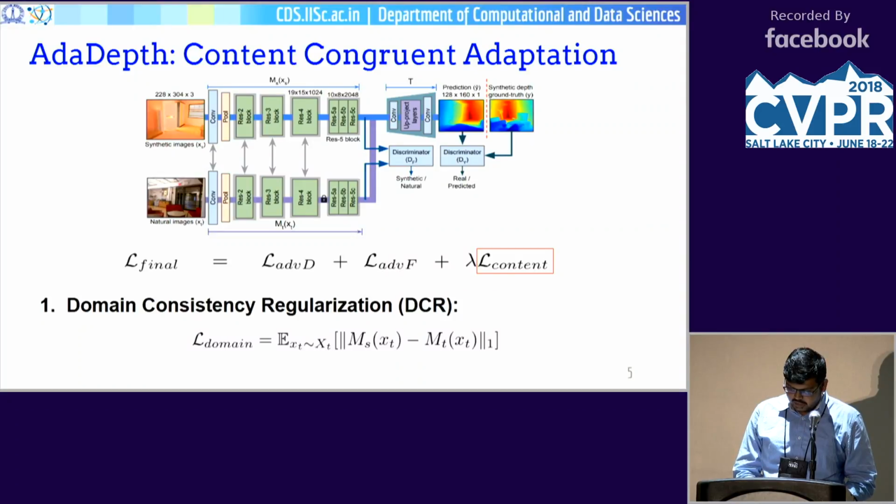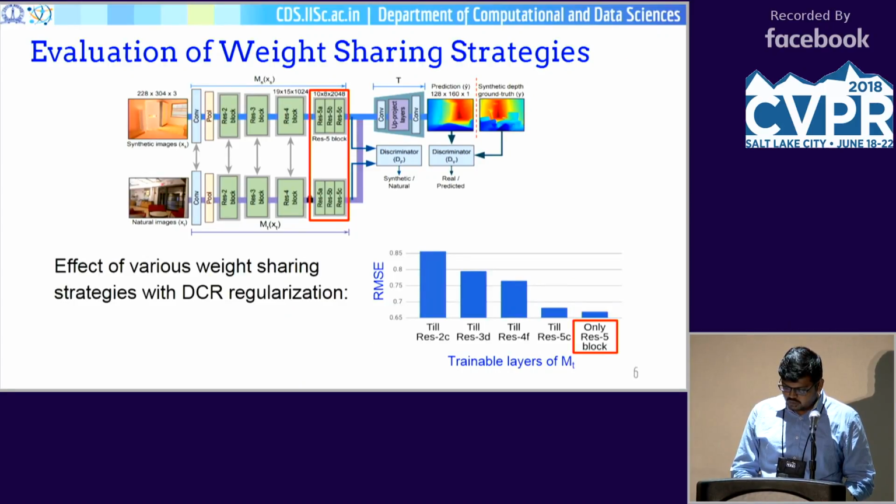We experimented with various content regularization techniques, the first of them being domain consistency regularization, DCR. Assuming the resultant adaptation is a small perturbation, we enforce L2 domain regularization in the adversarial objective. Experiments with various weight sharing strategies reveal that adapting only the Res5 block of the ResNet 50 encoder gives improved adaptation performance.